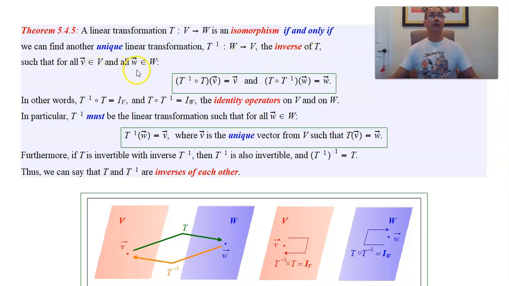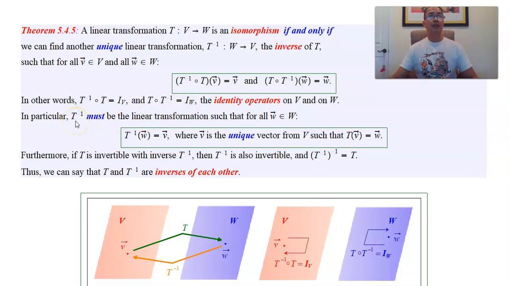in the domain and all W in the codomain, T inverse composed with T takes V back to V, and T composed with T inverse of W goes back to W. Again, in other words, T inverse composed T is the identity transformation on V, and T composed T inverse is the identity transformation on W.